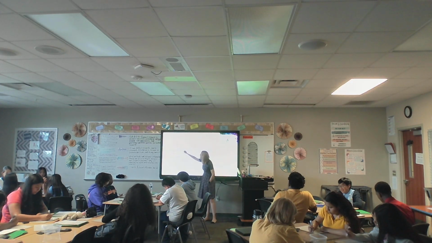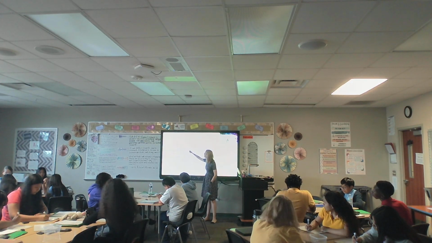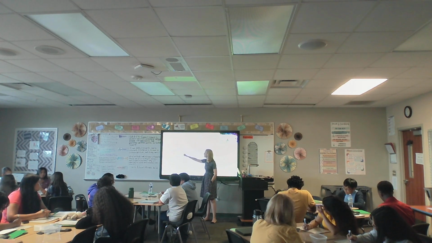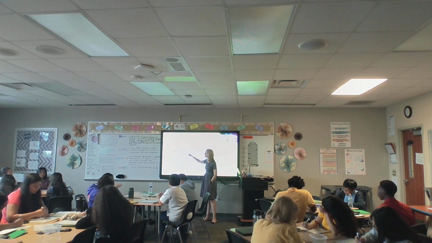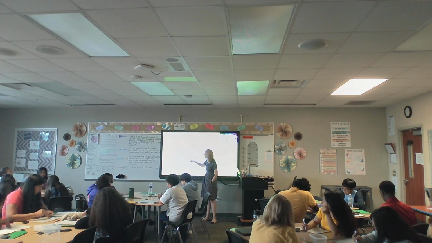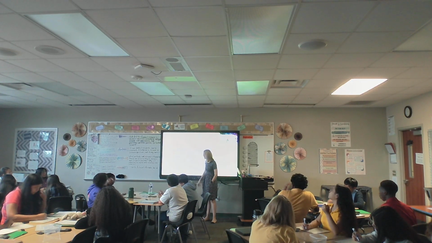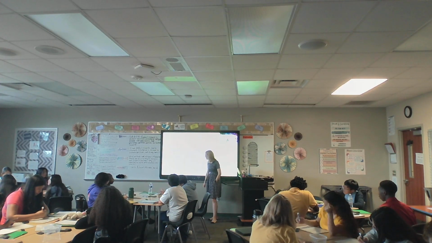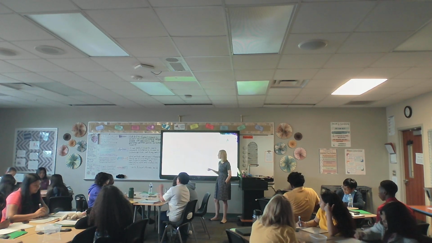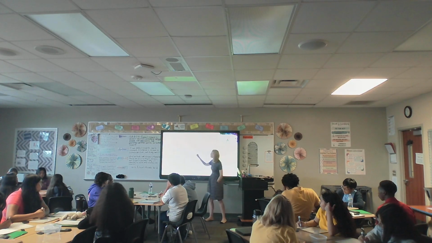Okay, so they had A equals 4 times B plus C minus 3, and they want you to solve for B. So they did A plus 3 equals 4 times B plus C. A divided by 4 plus 3 equals B plus C. And they got the C to the other side and ended up with B equals A divided by 4 plus 3 minus C.